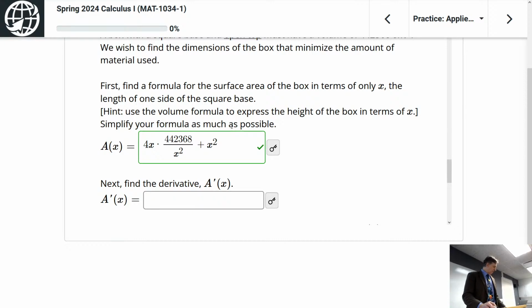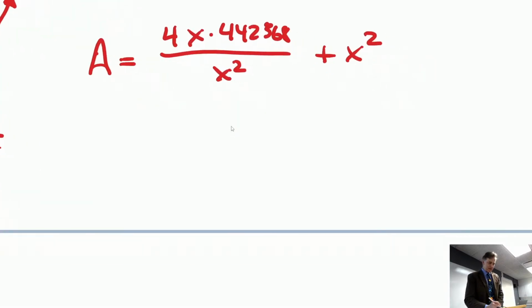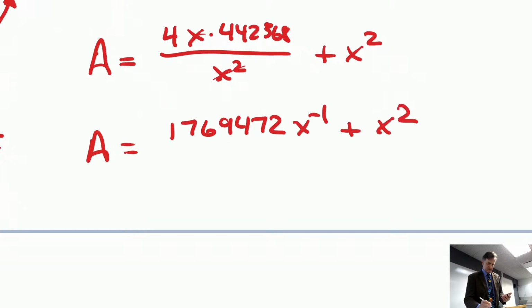So I suppose I should simplify this a little bit before I get to the derivative. So let's go back here. We're going to do our derivative. First of all, cancel this x. And then I guess I should multiply, shouldn't I? 442,368 times 4 is equal to 1,769,472 x to the negative first plus x squared. So that's A.